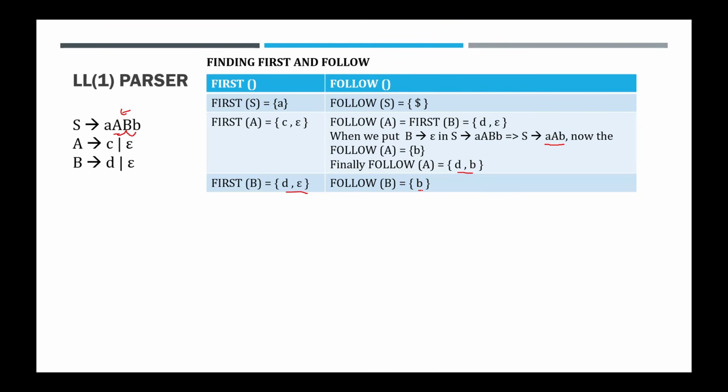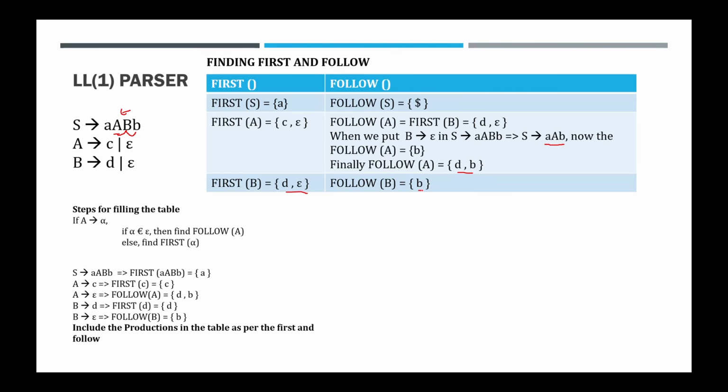What is the next step? We need to construct the parsing table, which is also simple. We need to follow a few steps here. Steps for filling: when you have the production A tends to alpha and alpha is an epsilon, then we need to find the follow of A, else find the first of alpha. Very simple. Just take this production. S tends to A, A, B. What is first of A, A, B? It is A. No problem. A tends to C, first of C. A tends to epsilon. Yes, A tends to epsilon means follow.